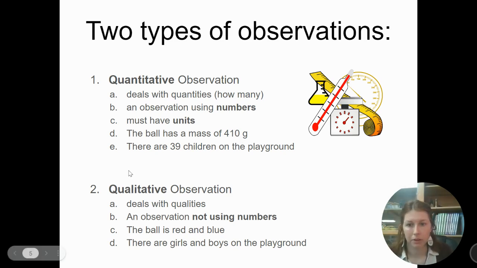The other type of observation is qualitative. And so that's not using numbers. It's dealing with qualities. So if you're talking about the color, so the ball is red and blue, or there are boys and girls on the playground, that is a description of the ball that is using colors, not numbers. So it is qualitative.